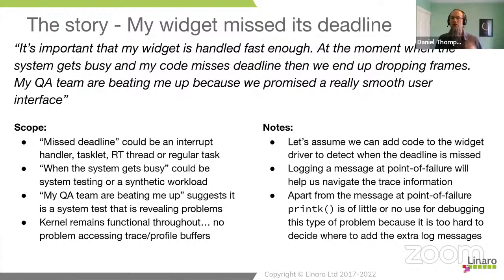Finally, we've assumed that apart from a message at the point of failure, printk is not going to be very helpful for this type of problem, because it is too difficult to decide where you want to add extra log messages. printk only tells you what you asked to know. And since we don't know what it's doing while we're missing our deadline, that's our debug goal: why has it missed its deadline? What was it doing when it should have been meeting its deadline? So printk is not of a great deal of use there, because you can't figure out where to sprinkle it.